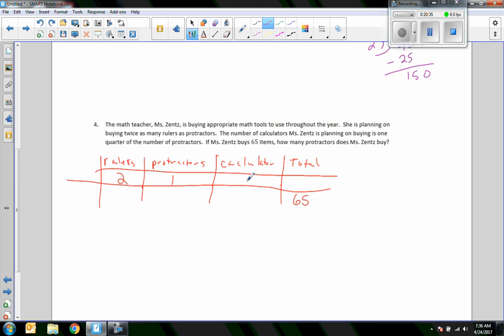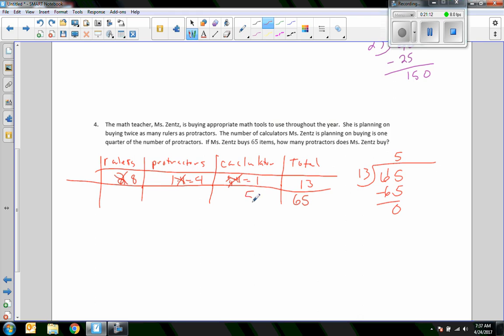1/4 calculators. I don't want a fraction, so I'm going to multiply this by 4. If I multiply this by 4, I get 4, and multiply this by 4, I get 8. Okay, so I'm going to turn this into whole numbers. And 8 plus 4 is 12, plus 1 is 13. 13 goes into 65 5 times. 5 times 3 is 15, and 6 minus 1 is 5. So if I multiply 13 by 5, I get 65.